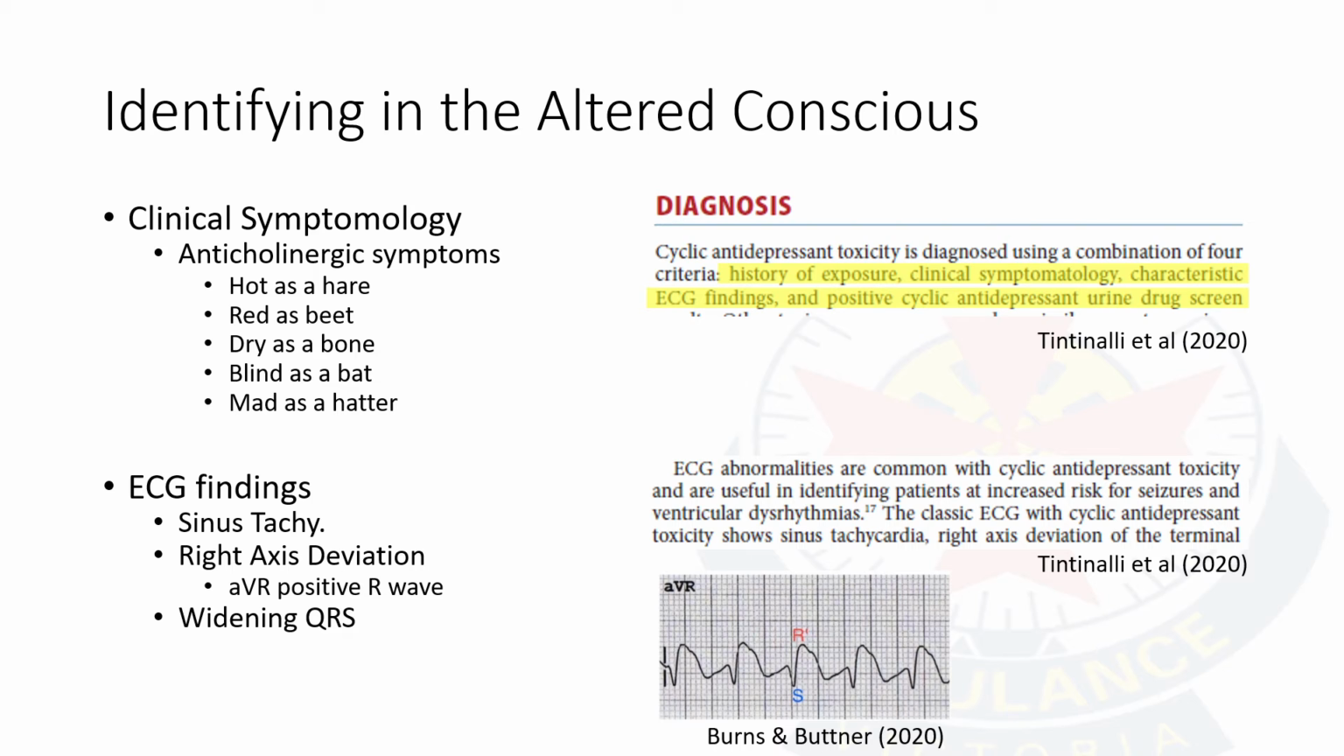symptomology and ECG findings. Remember the anticholinergic symptoms. Hot as a hare, meaning fever, red as a beet, meaning flushed skin, dry as a bone, meaning dry mucosa, blind as a bat, meaning dilated pupils, and mad as a hatter, meaning delirium, hallucination, and agitation.